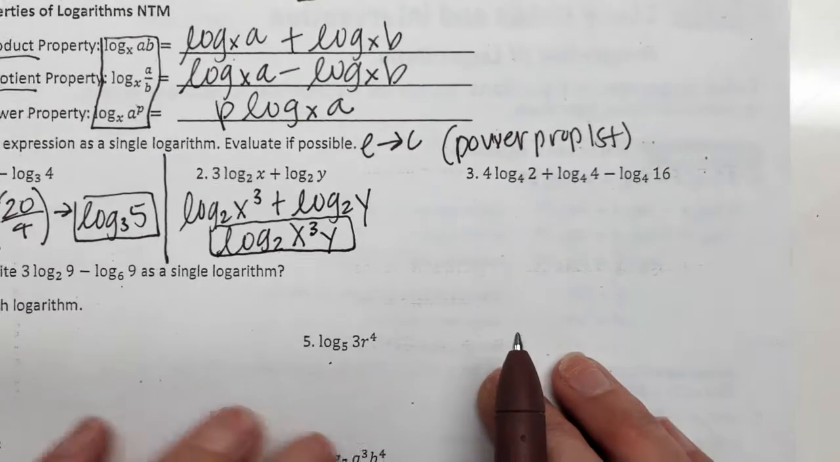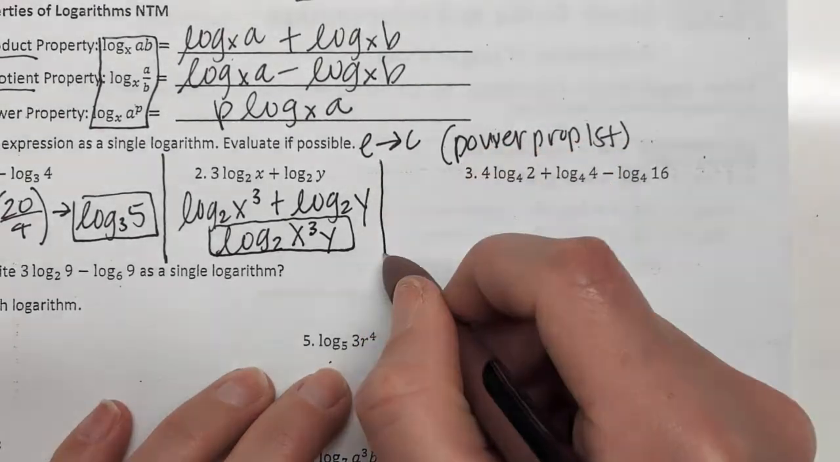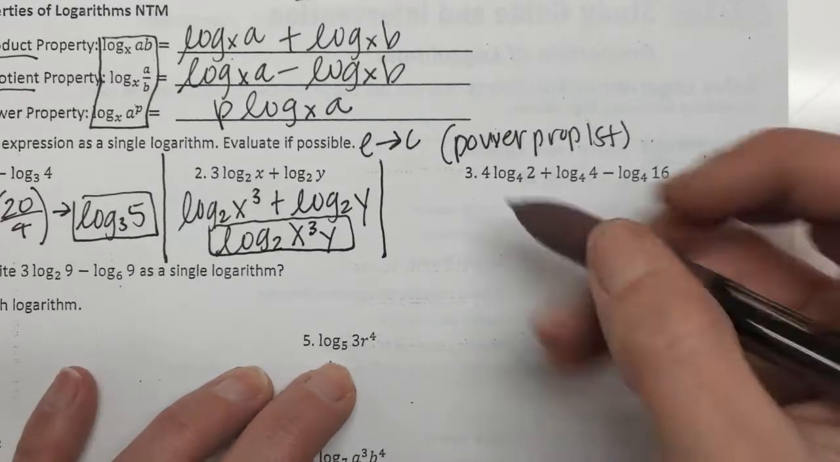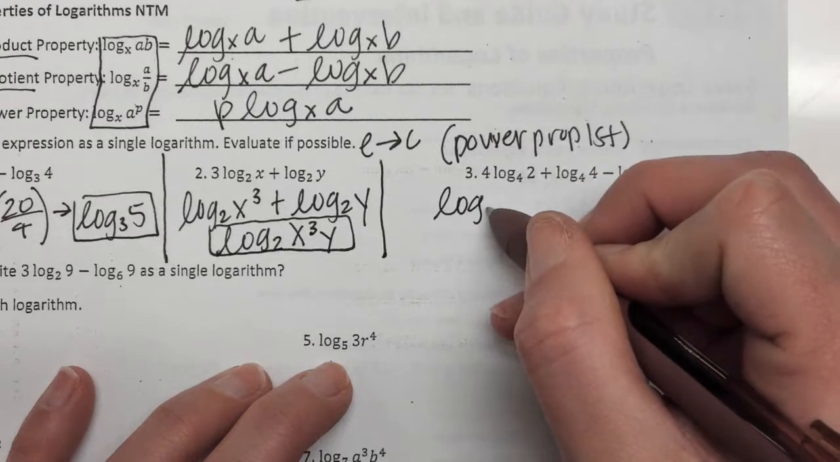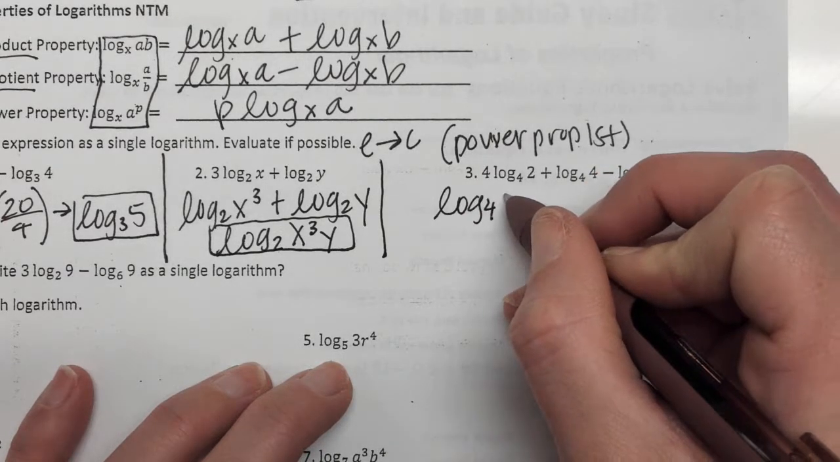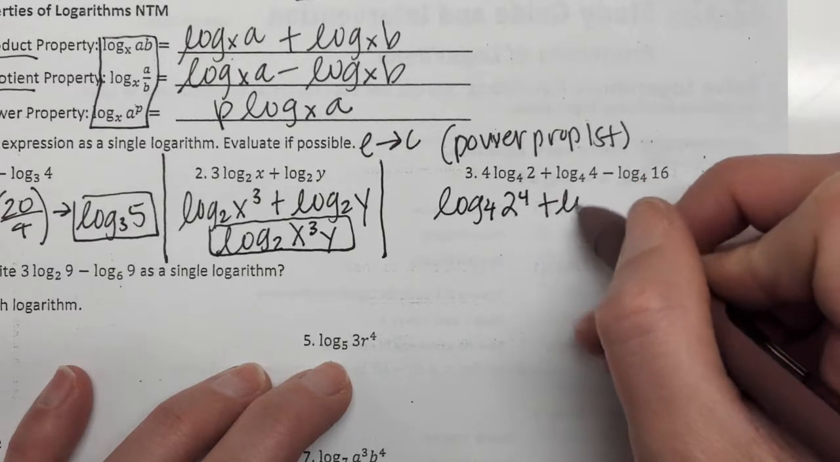Alright, last one. Tell me the properties we're going to use in this one. All of them. Okay, what should we do first? Okay, so this would be log. Go ahead. Very good. I'm going to leave everything else the same for now.